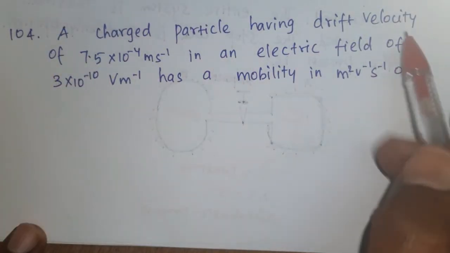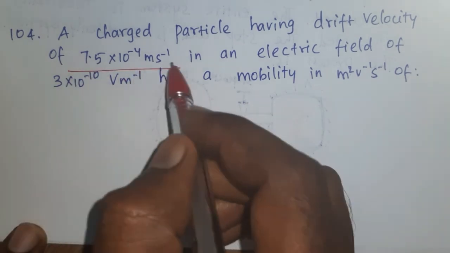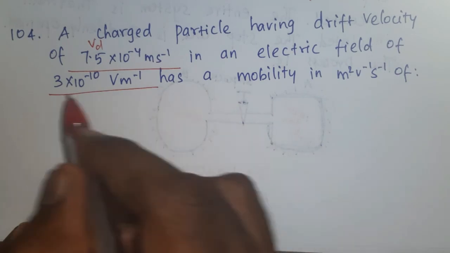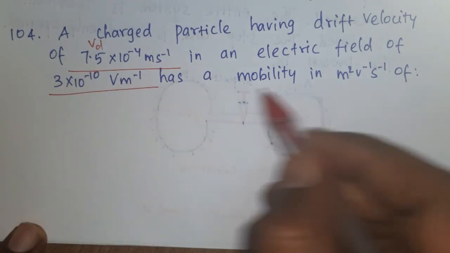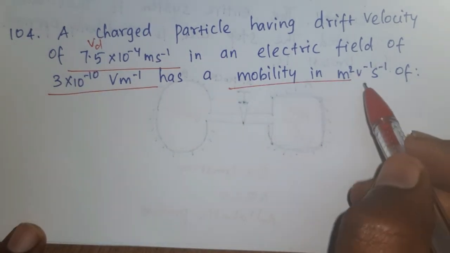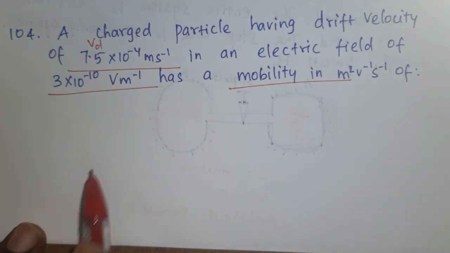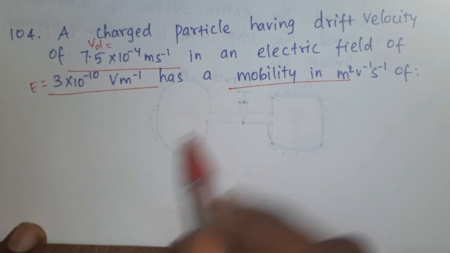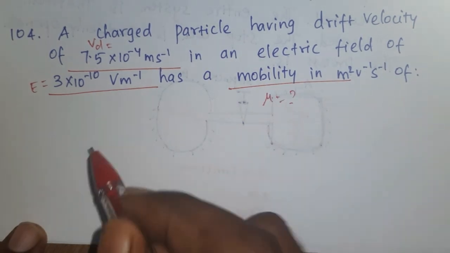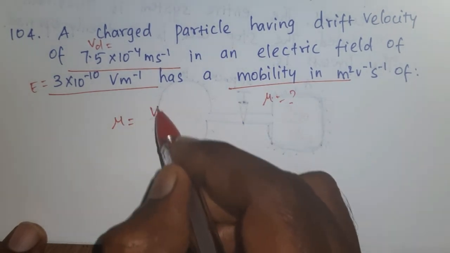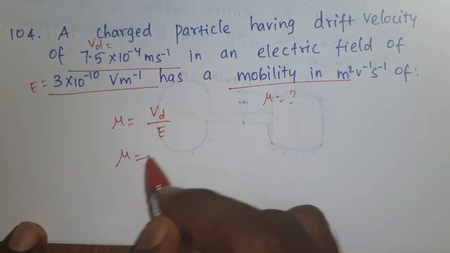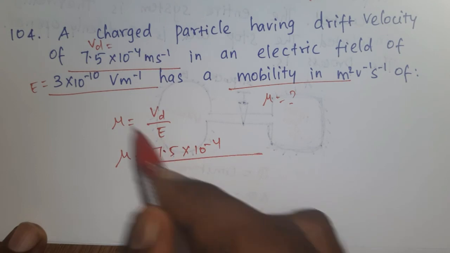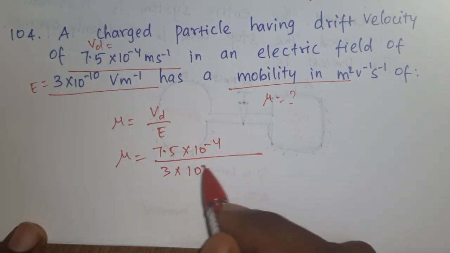Question number 104. A charged particle having a drift velocity of 7.5 × 10^-4 meter second^-1 in an electric field of 3 × 10^-10 volt meter^-1 has a mobility in meter square volt^-1 second^-1 of. So they gave the drift velocity and electric field, and they are asking for the mobility mu. Mobility equation: mu = Vd / E, so mu = 7.5 × 10^-4 divided by 3 × 10^-10.